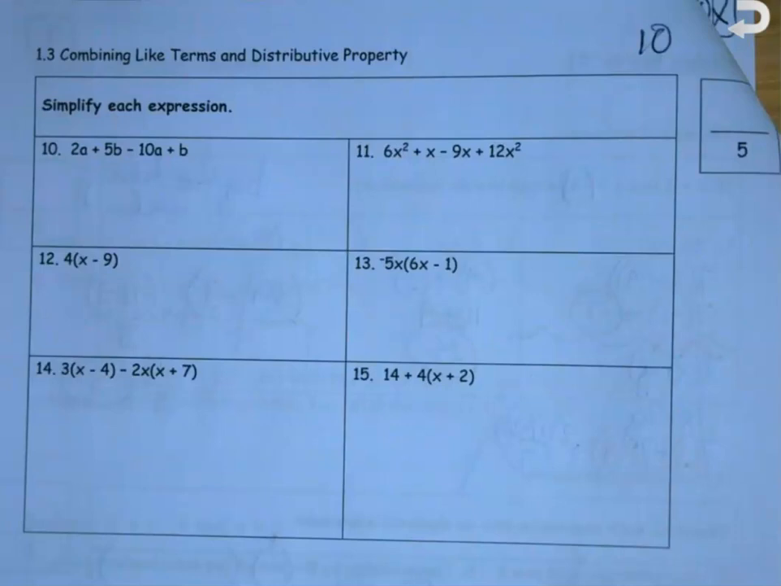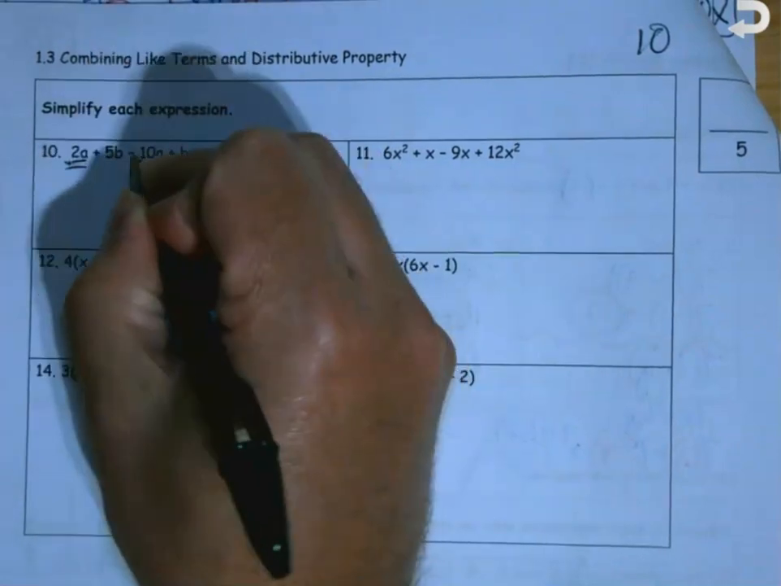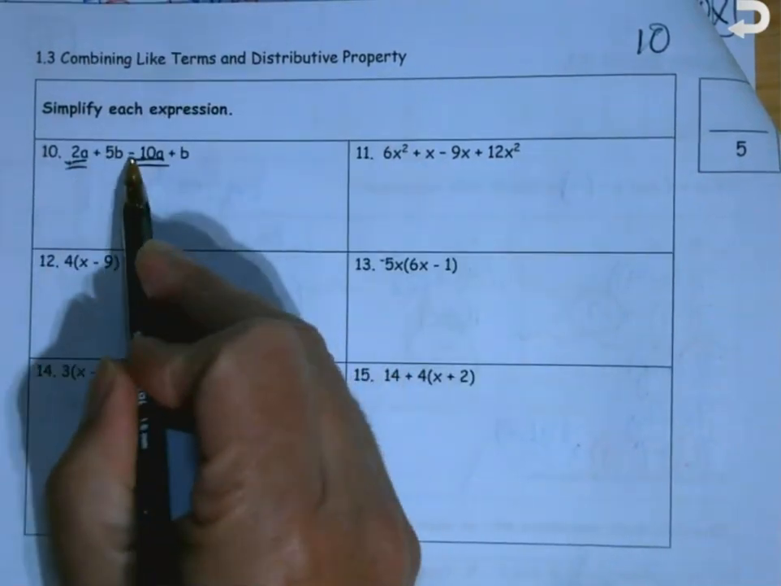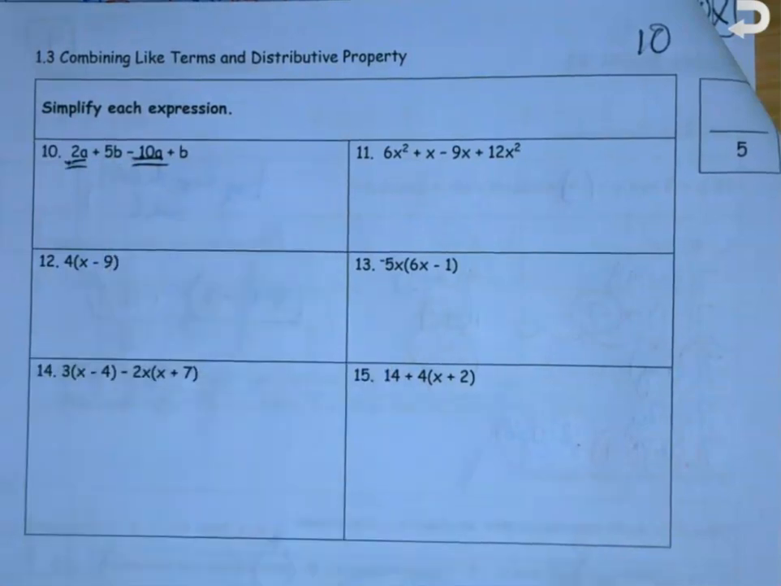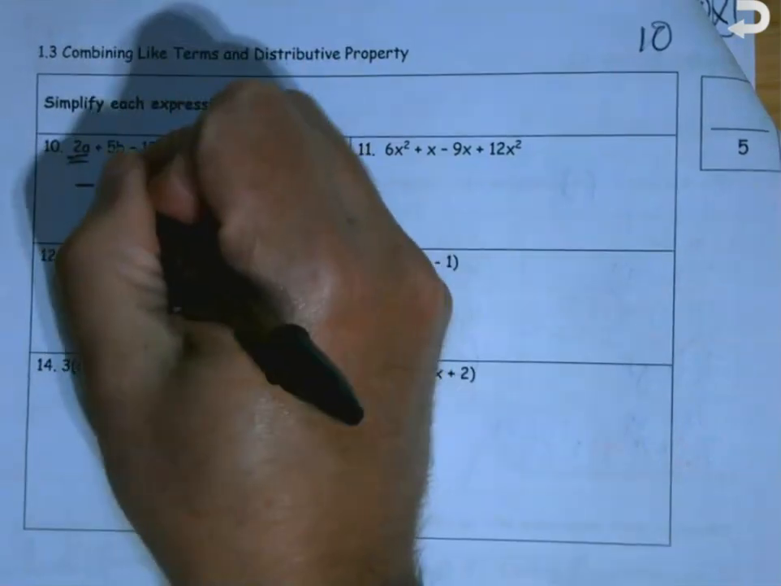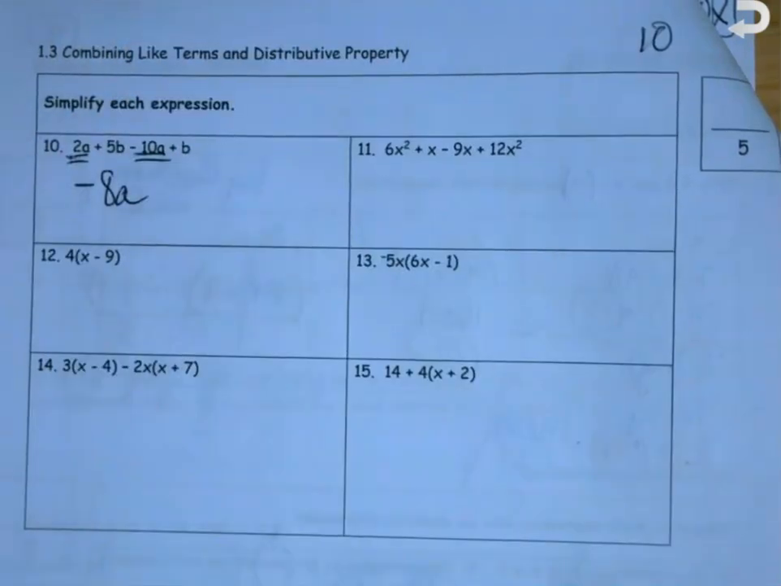Finally, 1.3 are 2 days of combining like terms in the distributive property. Simplify the expression. All right, I don't see any parentheses. It's just find stuff that's alike. Watch the signs. Combining like terms doesn't mean it always gets bigger. Okay, 2 minus 10 is -8.